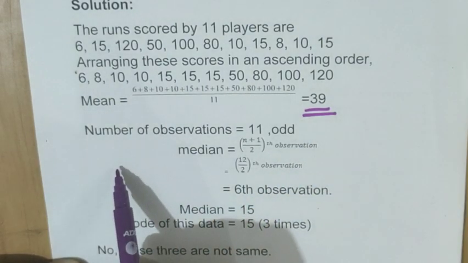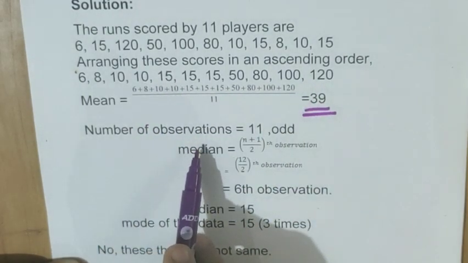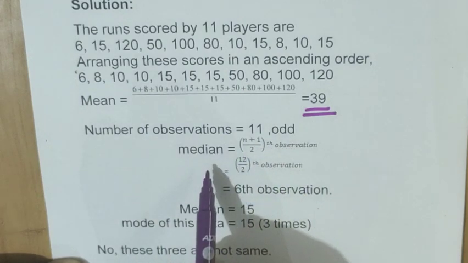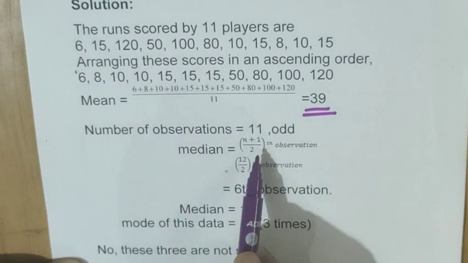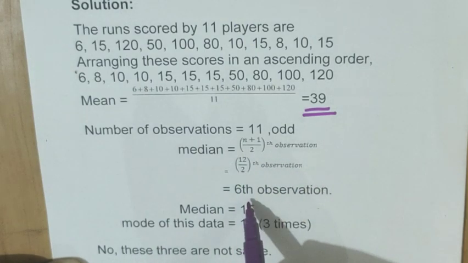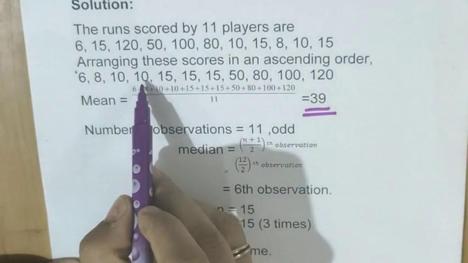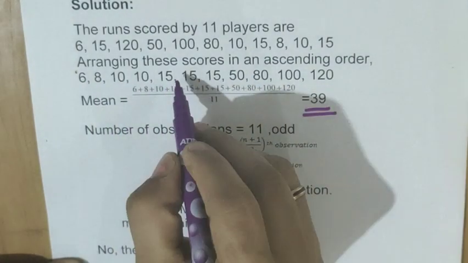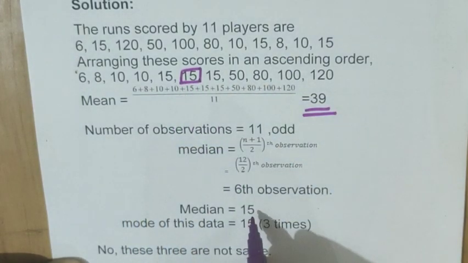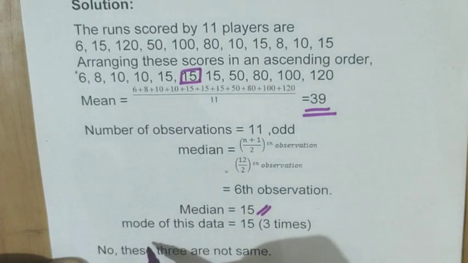Now going for the median question, already arranged in ascending order. The number of observations we must count, n equals 11. It is an odd number. For an odd number, what is the formula? Median equals the (n plus 1) by 2th observation, that is 12 by 2, the 6th observation. Which is the 6th observation? 1, 2, 3, 4, 5, 6. So this is the 6th observation. Always mark which observation you are going to take. So median equals 15. Another answer we got.